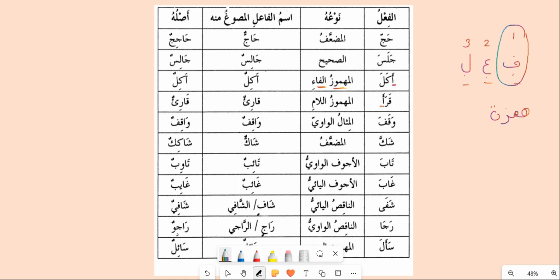Qara'a. Now there is a Hamza, but where is it? On the third letter. So that's why it is called Al-Mahmuz Al-Lam, because it is on the third letter. Waqafa. Now what kind of verb is this waqafa? Now let me explain about the Mahmuz Al-Fa and Lam, and then I will come to this verb with waw. I forgot to mention the types.